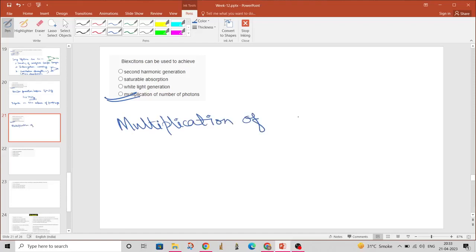It's not second harmonic generation because we will provide higher energy and excite the photons of lower energy only, but neither white light generation nor saturable absorption. So it is associated with the multiplication of number of photons.